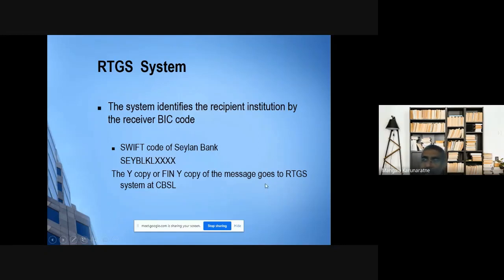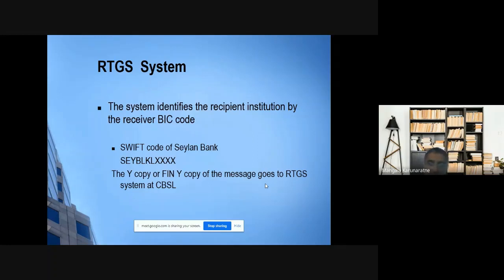There can be so many other ones, but I can remember another one comparative to FIN-Y copy. There was FIN-T copy. We don't use it, but in Swift I think there's a type called FIN-T copy. So T copy is actually the message goes to the recipient bank and simultaneously goes to the central authority.